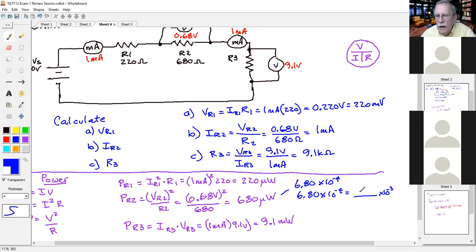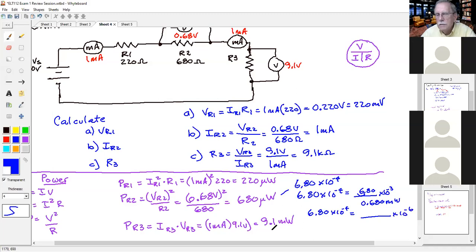So I'm going to move it left. I've got my 6.80, and I'm going to move 1 decimal point. So I would have 0.680 milliwatts.